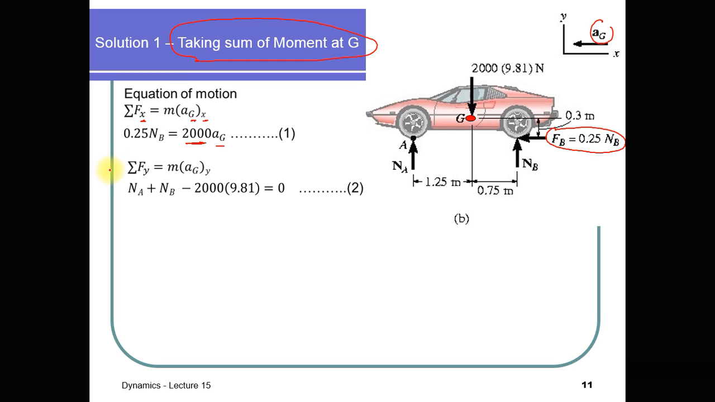Equation number 2: we look at the y-axis. Since there is no motion along the y-axis, the equation is N_A plus N_B minus the weight of the car equals 0. This is equation number 2.